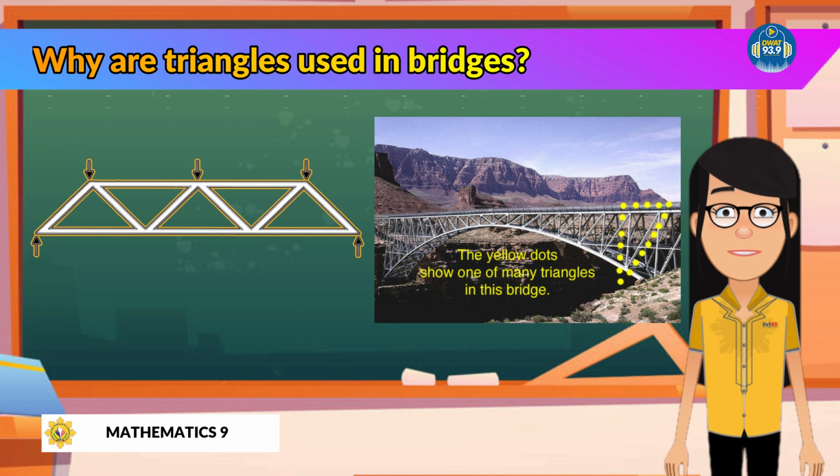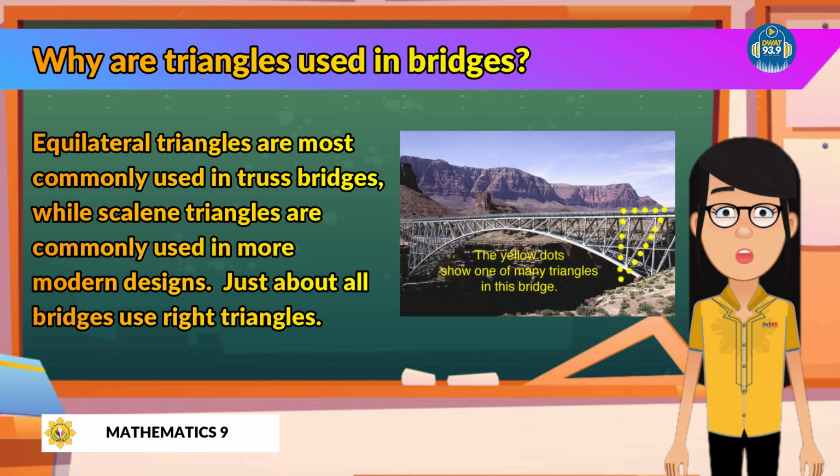The square is not able to buckle because the middle beam is fastened to the corners of the square. The corners cannot move any closer or any farther from each other because the beam keeps them in place. Architects use many triangles in bridges. Equilateral triangles are most commonly used in truss bridges, while scalene triangles are commonly used in more modern designs. Just about all bridges use right triangles.